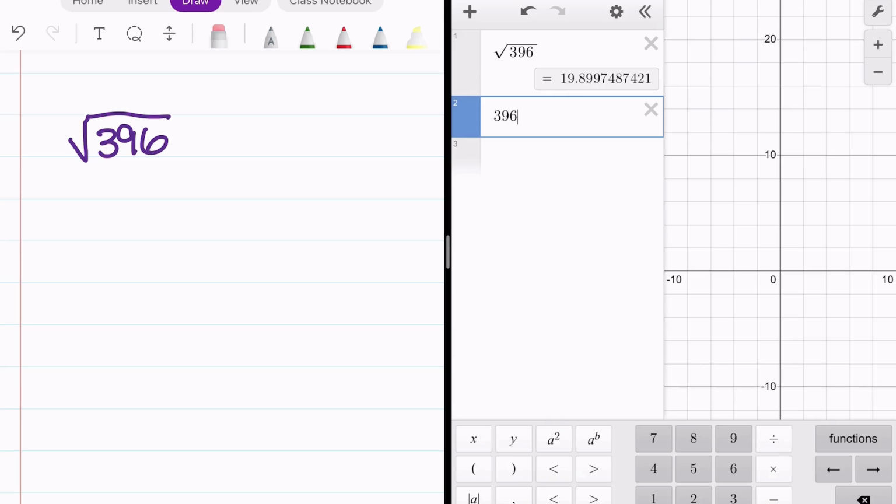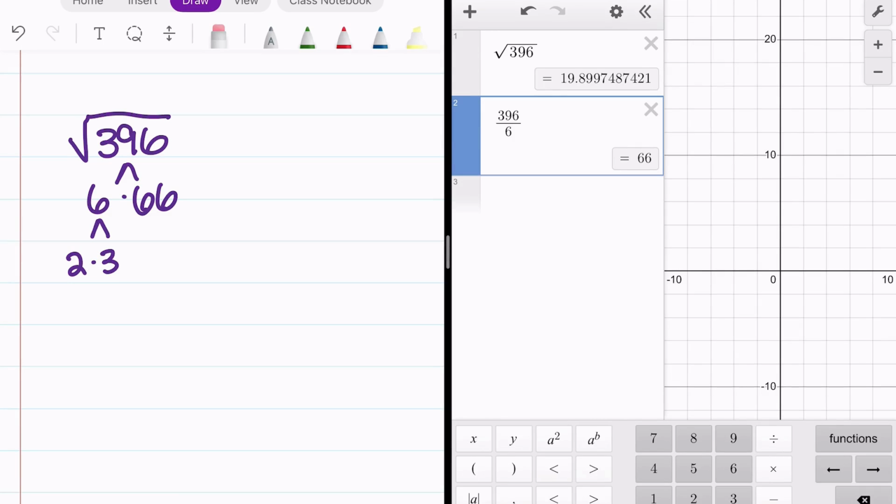I know it's divisible by 2, but let's see if it's divisible by 6. It is. Okay, so then I'm going to do 6 times 66. Just guessed and checked there. The 6 can become 2 times 3. 66 can become 6 times 11. And then we have one more phase of breakdown here. Bring down all your primes. This 6 is also a 2 times 3.